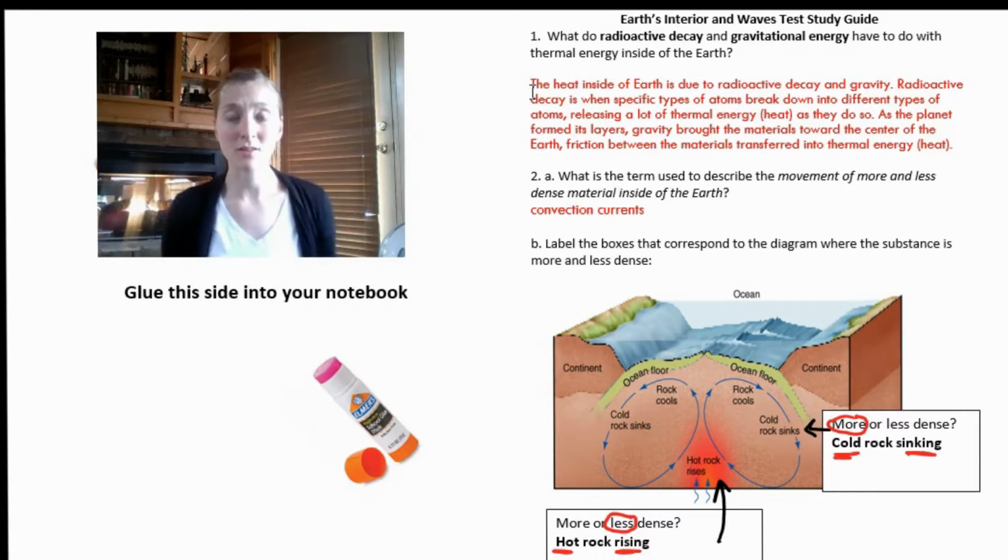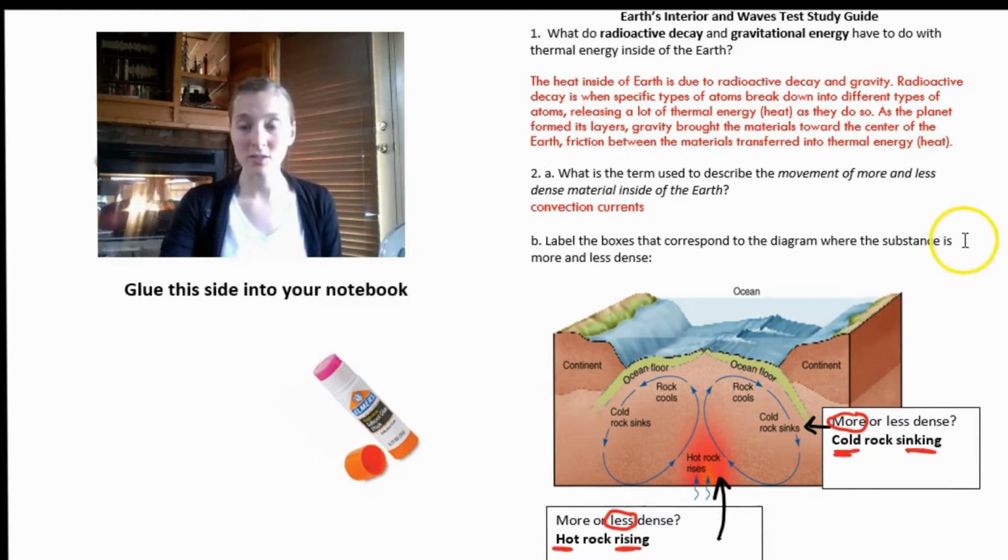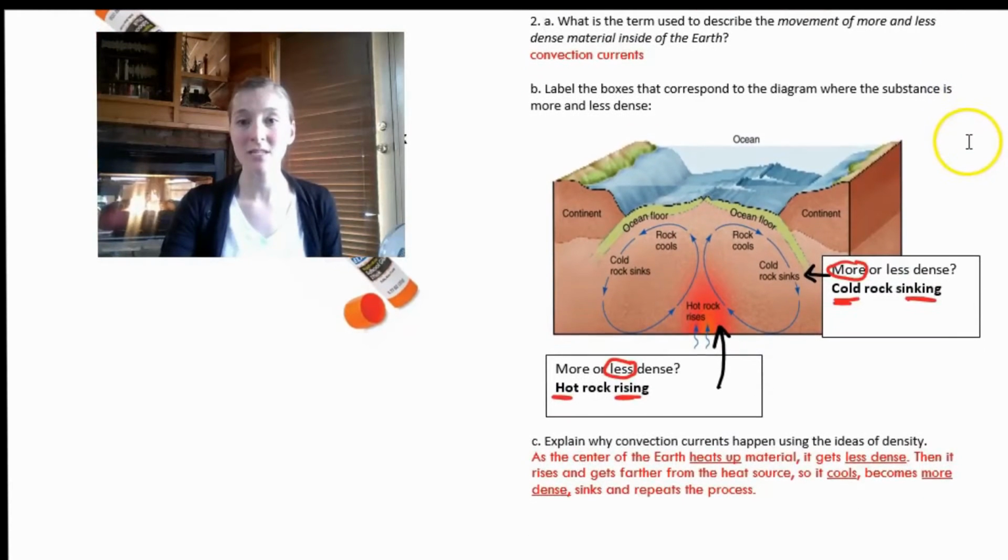And that's huge when we start talking about what's happening, which gets to our next question: what is a term describing the movement of more and less dense material inside of the Earth? It is convection currents. And convection currents are completely dependent upon this heat source inside of the Earth. So the next question said to label boxes that correspond to the diagram where the substance is more and less dense. So I've given you two scenarios.